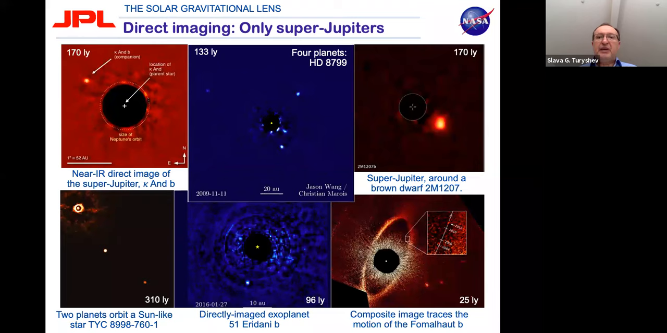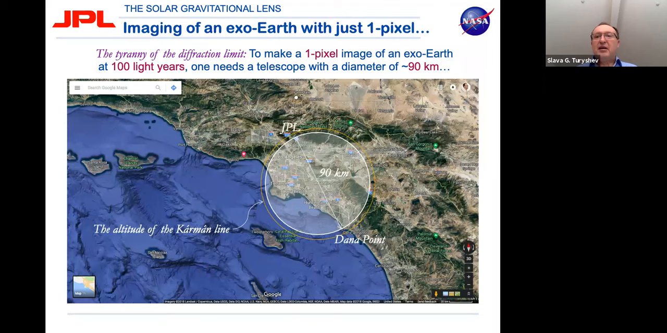But as you see, to discover an exo-Earth with this technique will be very challenging because we need to have light amplification and resolution. So this is why, for example, if I want to image our planet, if I take Earth and put it at 100 light years away, to image this object with just one pixel, I need to have access to a telescope with a diameter of 90 kilometers. So that's the challenge, right? It's basically the 13,000 kilometers seen from a distance of 100 light years away.